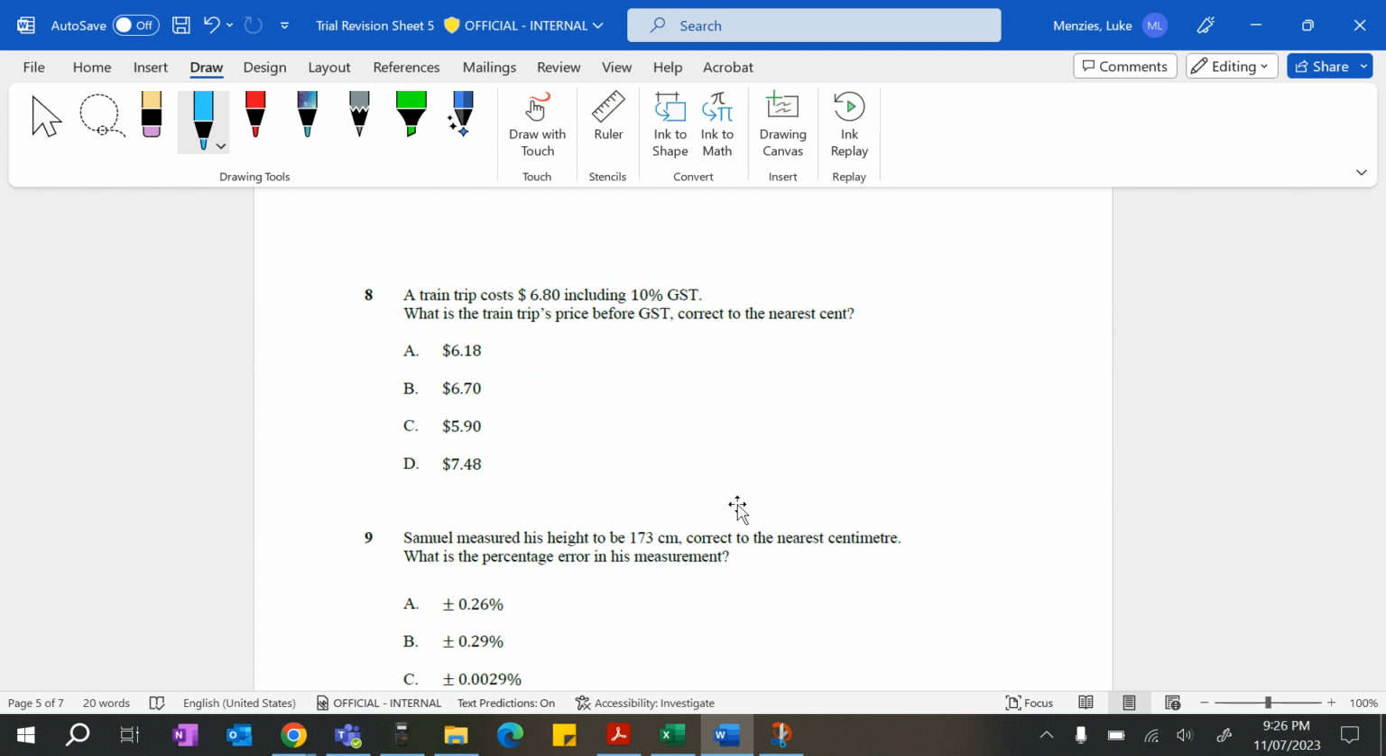This one always gets fun. Train trip costs $6.80 including GST. Is the train trip's price before GST? Correct, the nearest 10 cents.